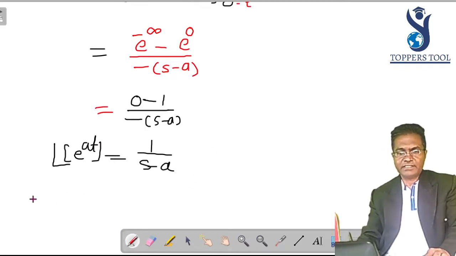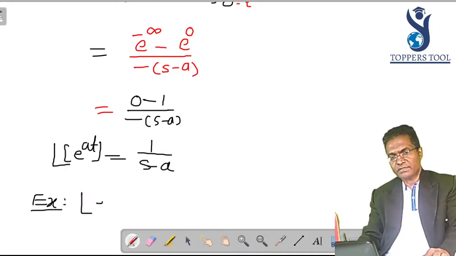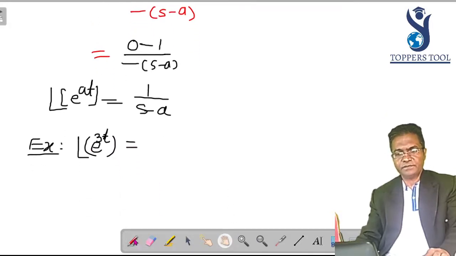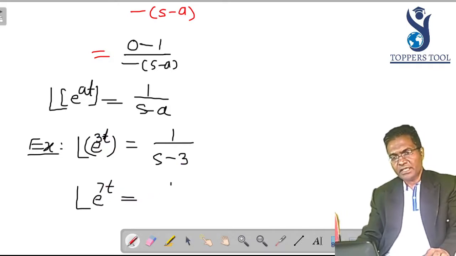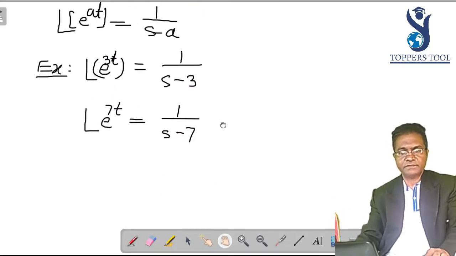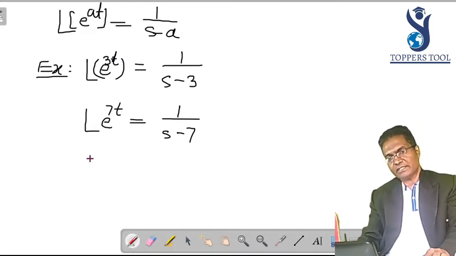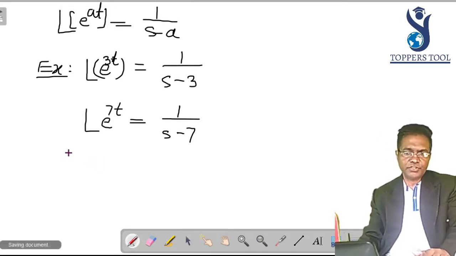And for example, we come across this. Suppose you require Laplace transform of e power 3t, so you can write directly it is 1 by s minus 3. Okay, here a is 3. Similarly, L of e power 7t is 1 by s minus 7. Okay, like this you have to use.